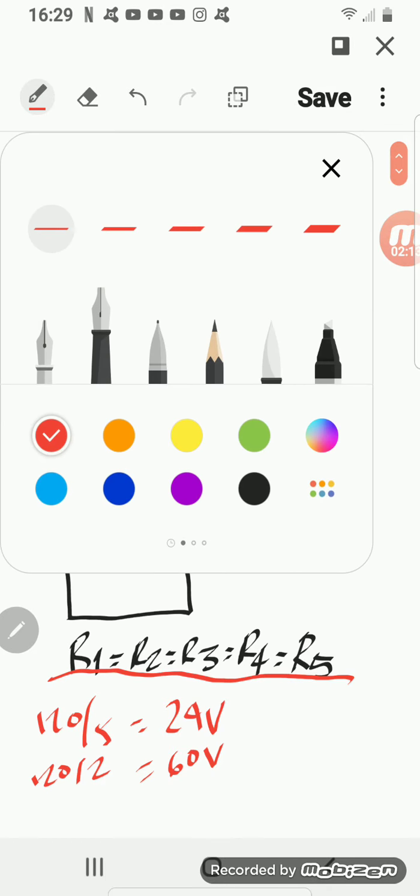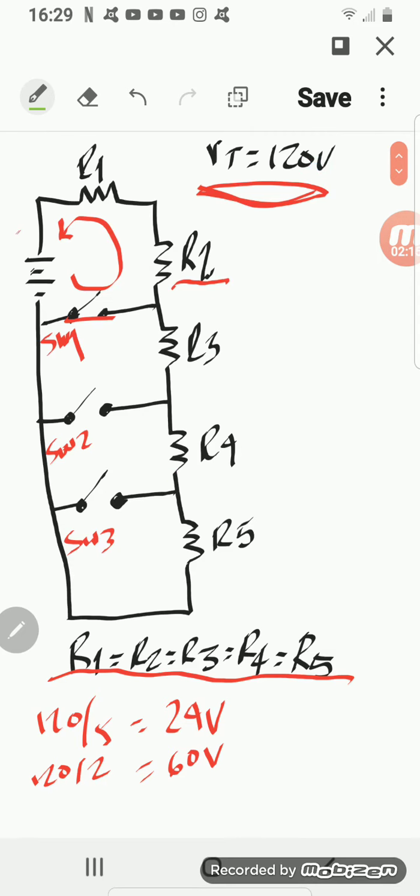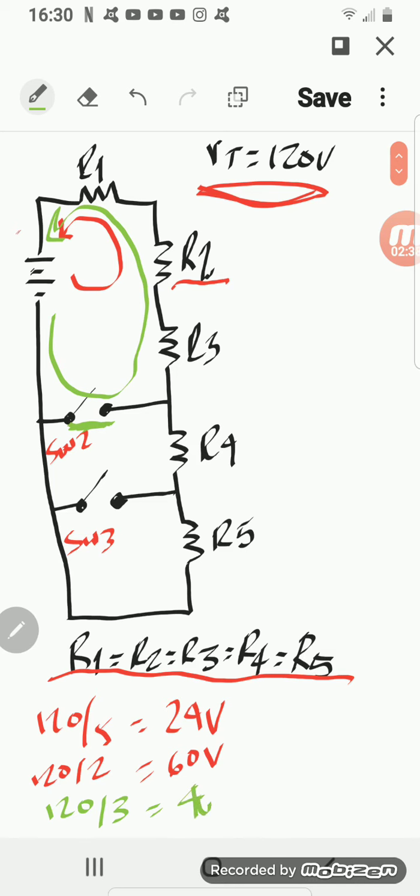What happens if switch 2 closes, and switch 2 only? So that one's open, and switch 2 is closed now. Current goes through 3 resistors now. So that's going to be 120 divided by 3. That's a voltage of 40 volts on each resistor. So the voltage here would be 40 volts.